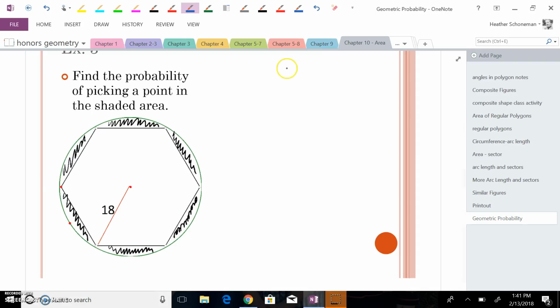What are my two shapes? Well, I got a circle and a hexagon. So to do the shaded, I'm going to do circle minus hexagon divided by the circle. The area of a circle is pi times the radius squared. Well, that's just 18 squared, so we get 324 pi.